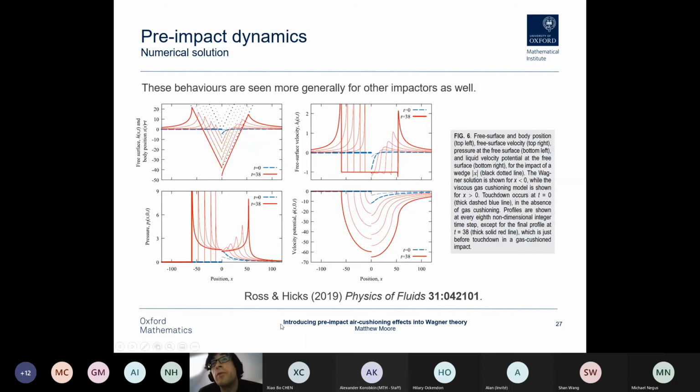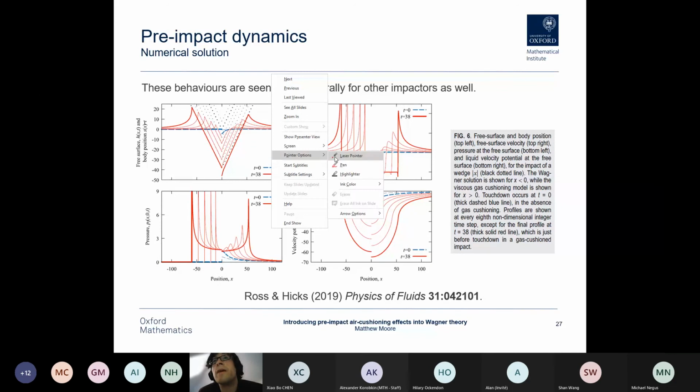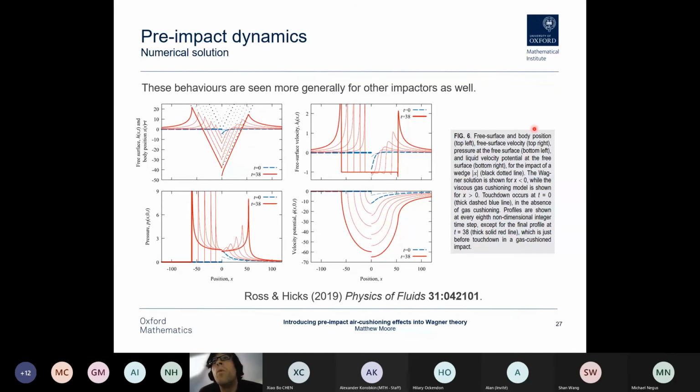So I'm going to take another example from St. Hicks's paper here. Let's go back to the laser pointer. This is for an impacting wedge, and it's the same idea with the picture here. The left-hand side is what happens in Wagner theory, while the right-hand side is what happens in the air cushioning model. And you can see these sorts of things again. Particularly here for the free surface velocity, you see that at touchdown, you've got this -1, not only in the Wagner problem, which is necessary because of the no flux condition, but also in the interaction condition. So the air is being carried along with the impacting body.